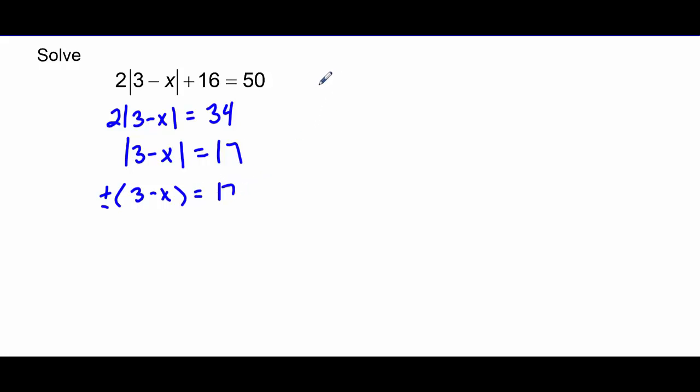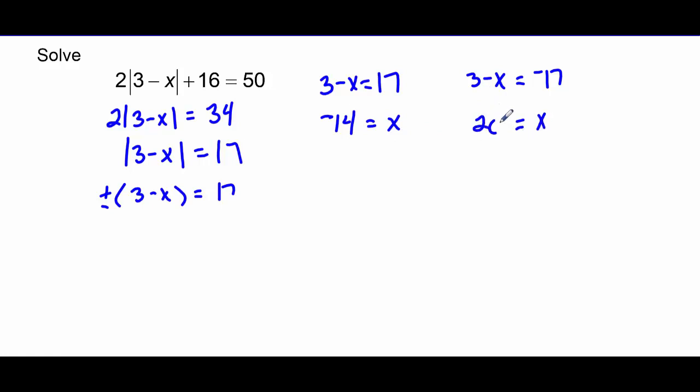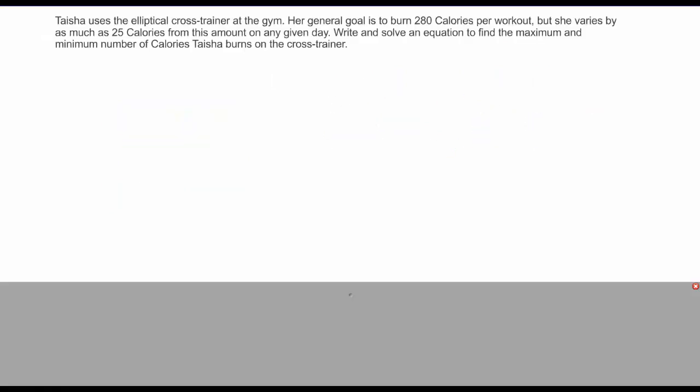Write my two equations. So I have the positive 3 minus x is 17, and 3 minus x equals negative 17 because I just multiplied the negative to the other side. Bring the x over, subtract 17 gets negative 14. Bring the x over, add 17, giving me 20.